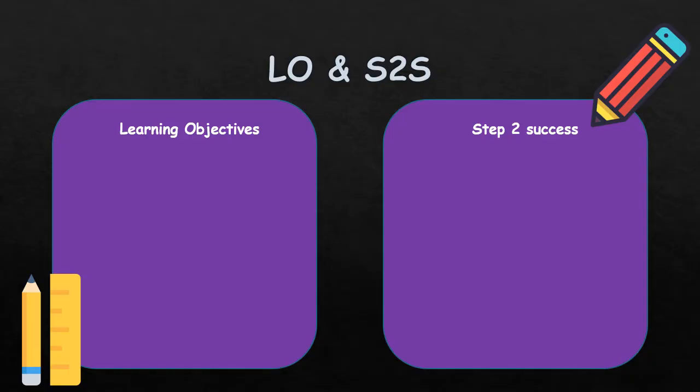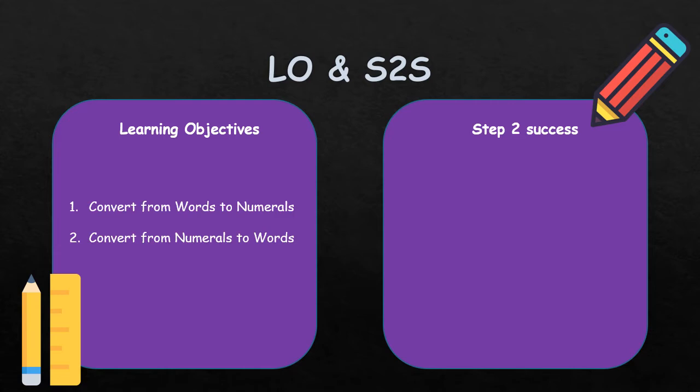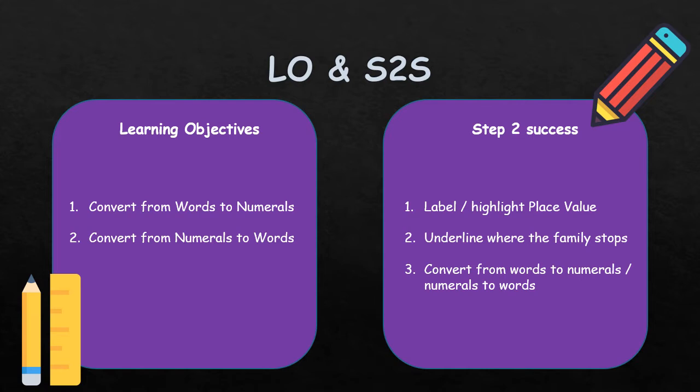So for our learning objectives for today, first we are going to convert or change from words to numerals, and then we are going to change from numerals to words. Our steps to success for today: first we are going to label or highlight the place value. Then we are going to underline where the family stops. The family here means the place value, which I will explain to you later on. And the third step is we are going to convert or change from words to numerals or numerals to words.